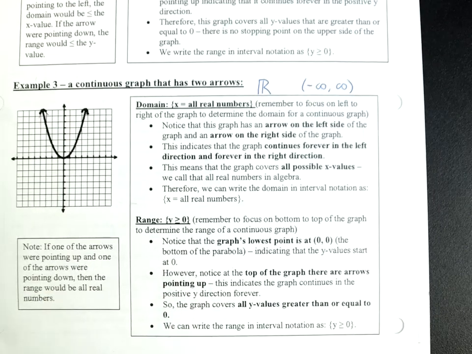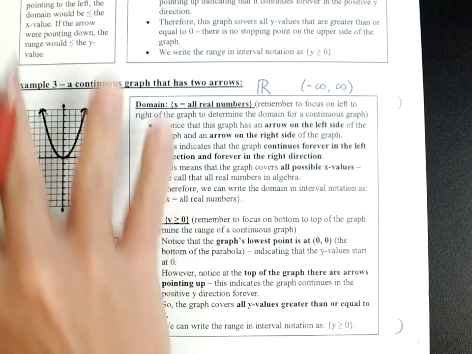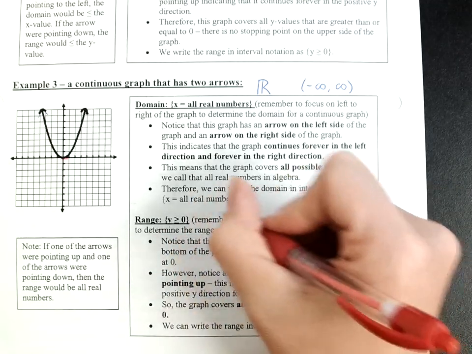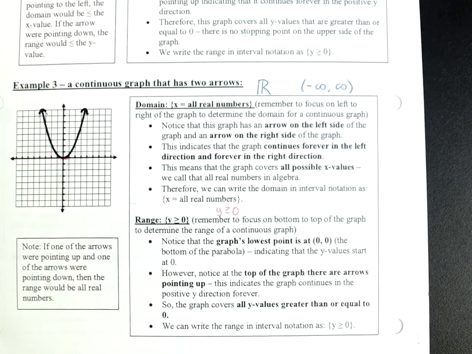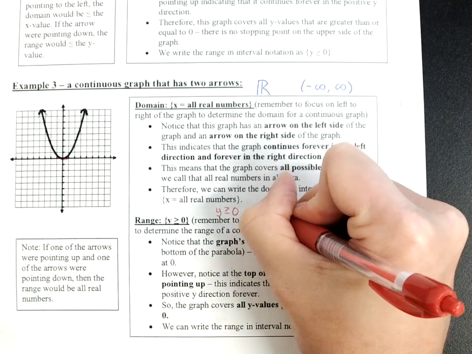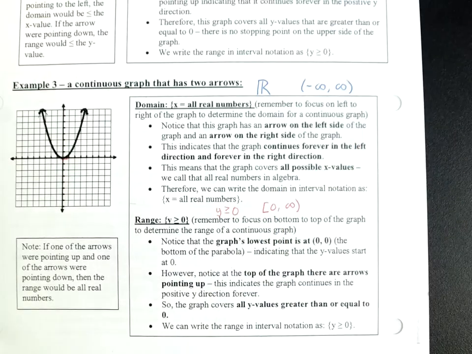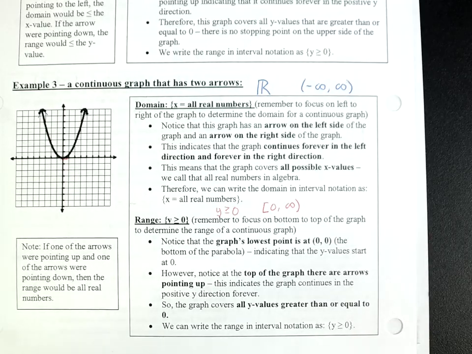For our range this time, do we have a lowest point? Yes, we do. It stops here at 0 and then it goes up forever. So again, just like on the last problem, our range is going to be y is greater than or equal to 0. Or if you prefer the interval notation, a bracket on the 0 and then an infinity with a parenthesis.